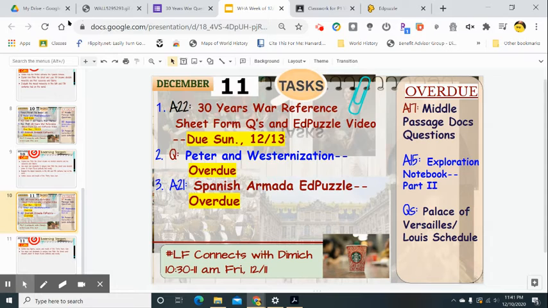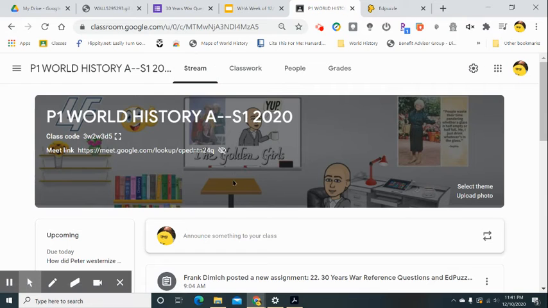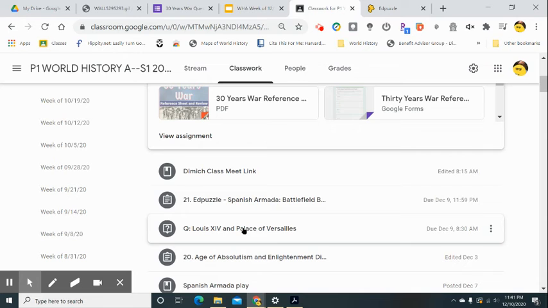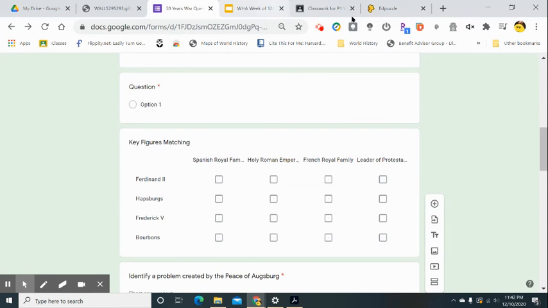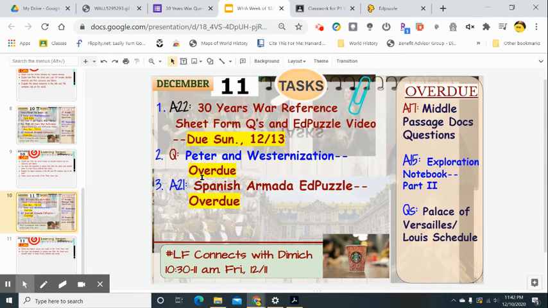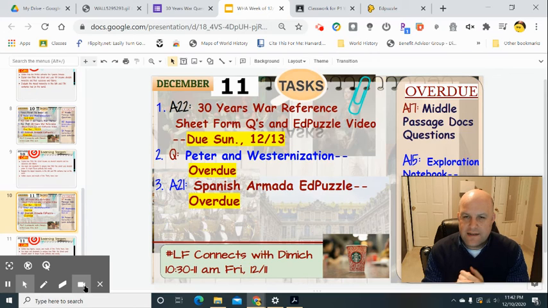And then the Peter the Great Westernization question is overdue, and that we discussed in class, where I broke it down one at a time. And then the question about Louis and the Palace of Versailles, and the Spanish Armada Ed puzzle, are also overdue as well. The Spanish Armada Ed puzzle was one of its own. Okay, so that is where we are at, and hopefully it all connects, but if not, we will be seeing you on Monday.